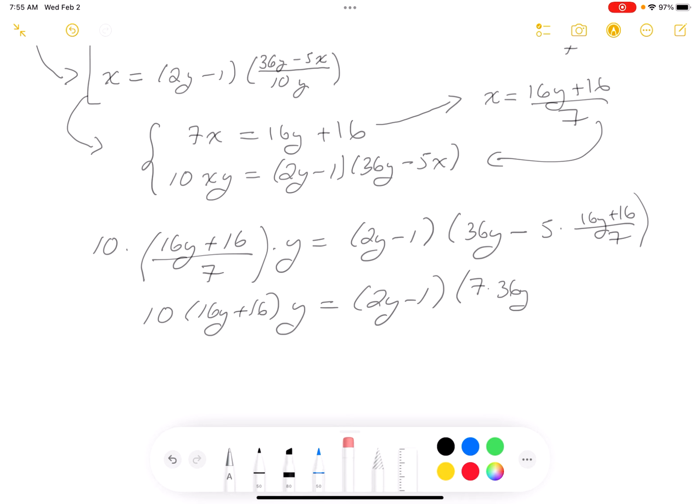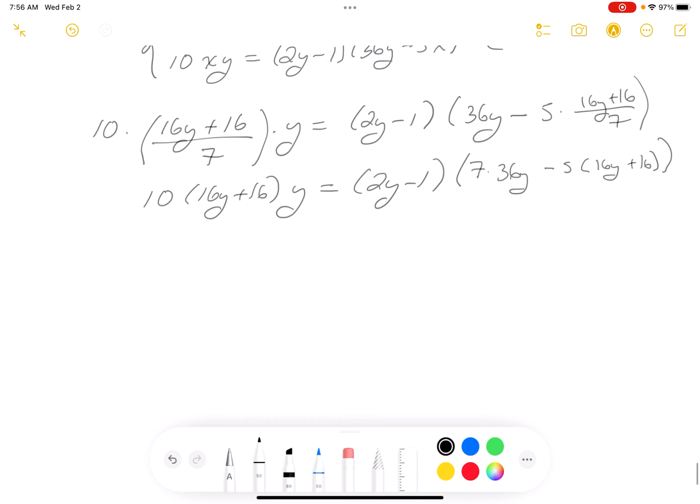If I multiply by 7, what would I get? Minus 5 times 16y plus 16. All right, I'm going to keep going through it, one step at a time. It looks like a lot of work, but I'm going to go through it. And what do you get over here? 160y squared plus 160y.